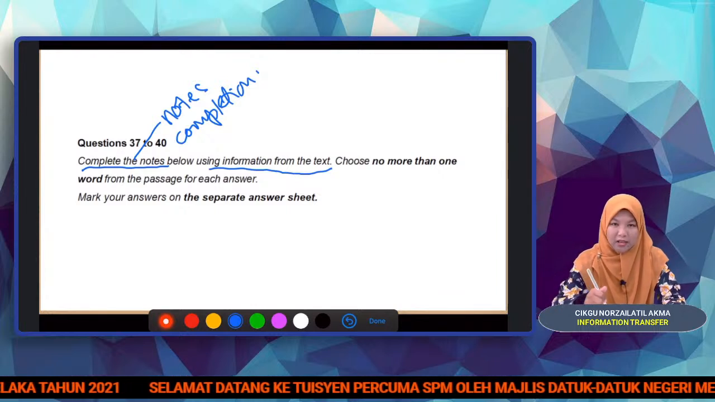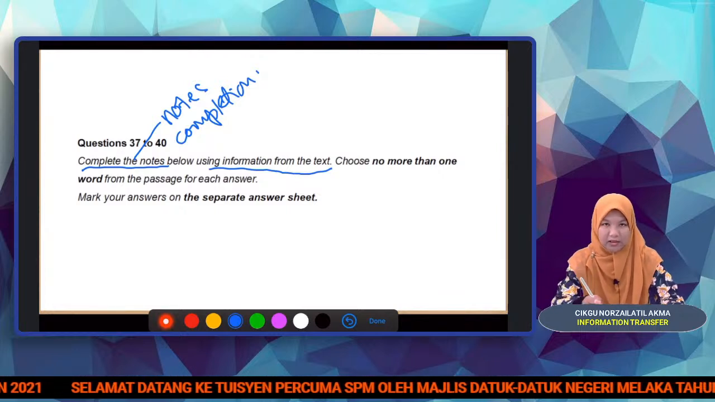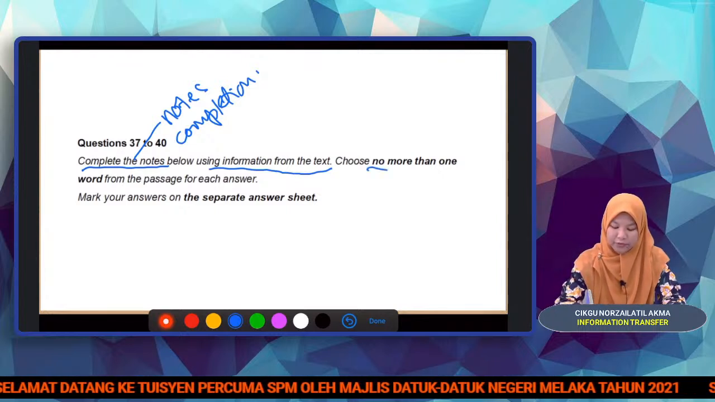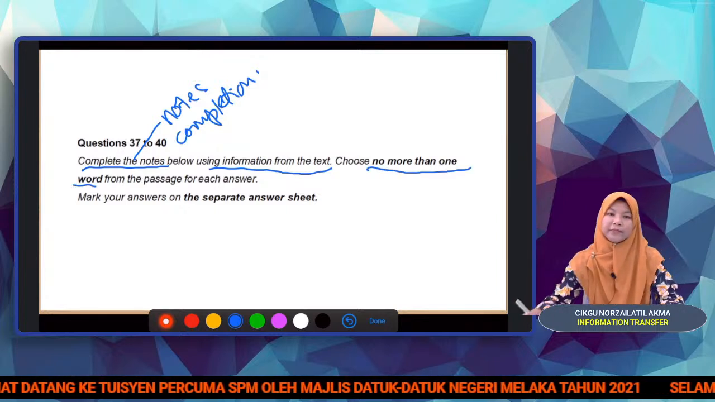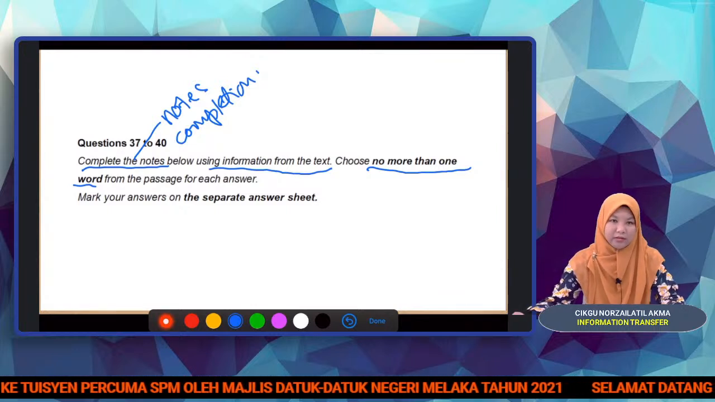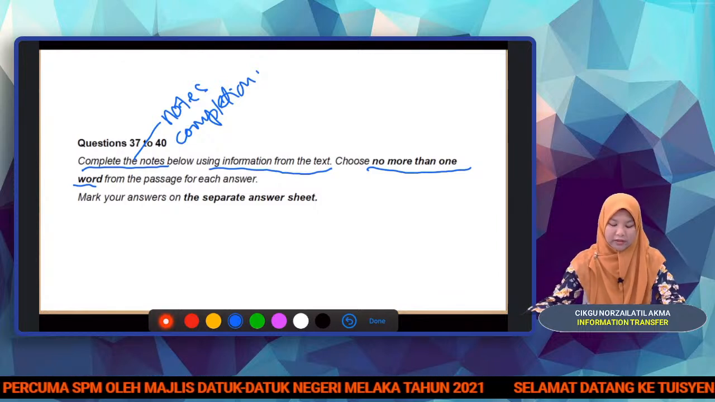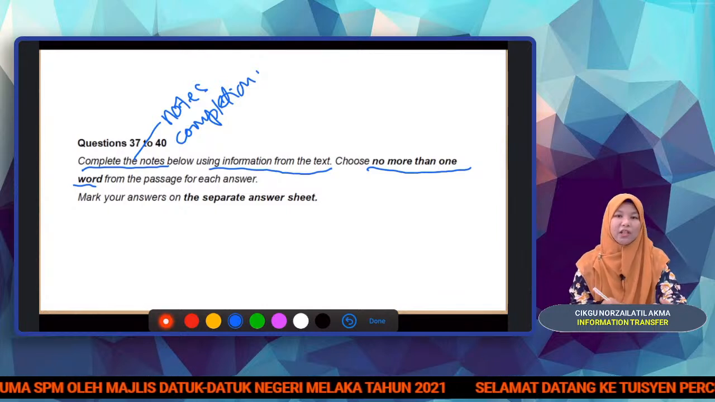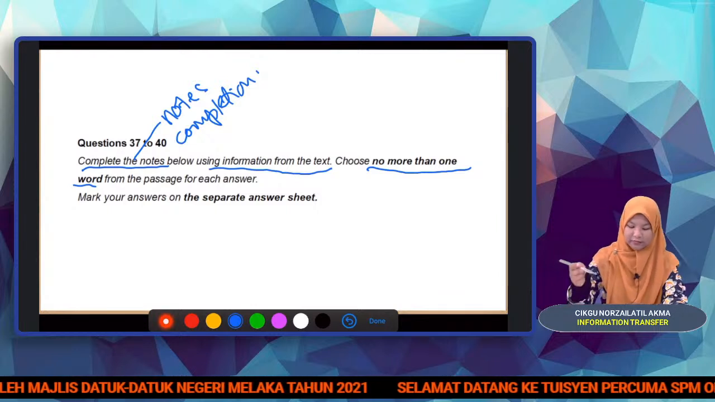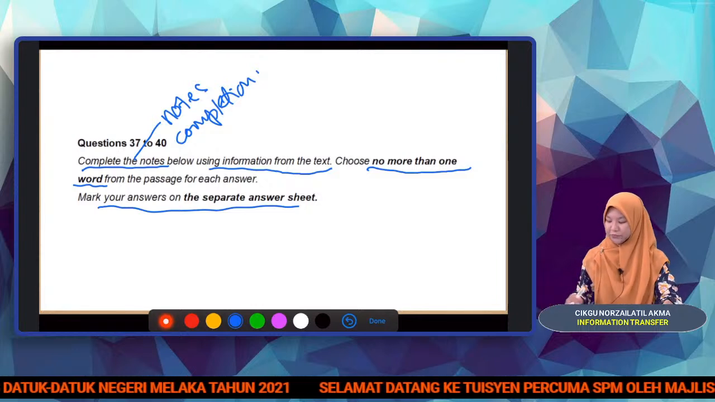Another important element in the instruction that you need to pay attention to is here: no more than one word. It means that your answer should not exceed one word. What do you think will happen if you put more than one word? If you put more than one word, your answer will automatically be 0. So beware of it. Again, you need to write your answer in the space provided.